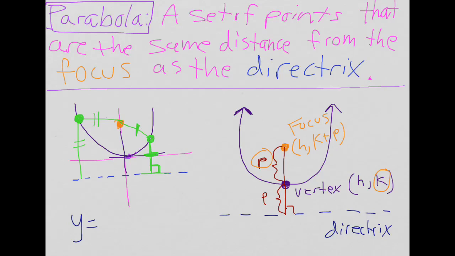Well, the directrix is p units below the vertex, the y value of the vertex. So it's going to be y equals k minus p. Again, I'm not so worried about you trying to memorize y equals k minus p. That's not going to do you any good. Just remember that you are p units below the y value of the vertex, so it'll just be y equals whatever your y value of the vertex is minus p. Not too bad. Okay, now time for the equation.